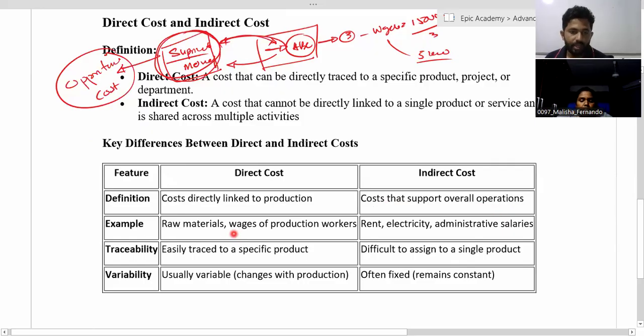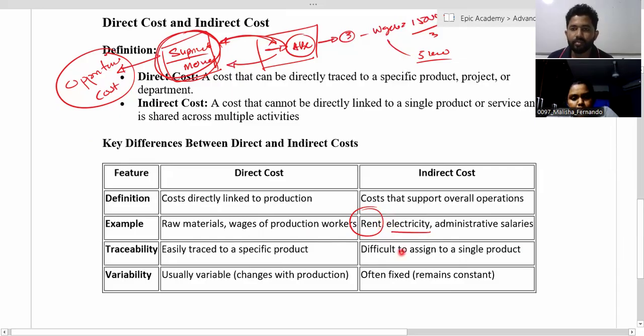Example, raw material. If you are going to pay for the raw material, you have to pay in financial terms. Wages, production workers, and so on. Rent, electricity, administrative salaries. Those are indirect. If you are paying for the rent, you can use that cost to do other things. You are paying rent for the building, but without running a bakery, you can run a supermarket. So that's the meaning of indirect.